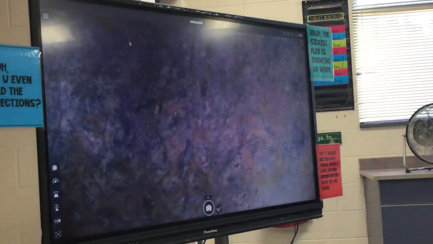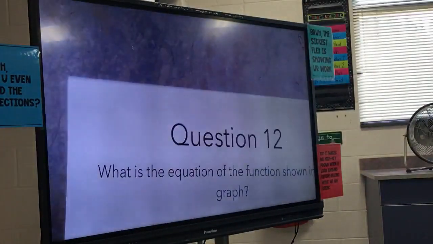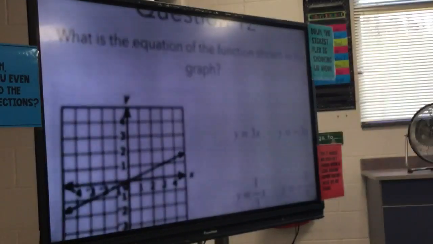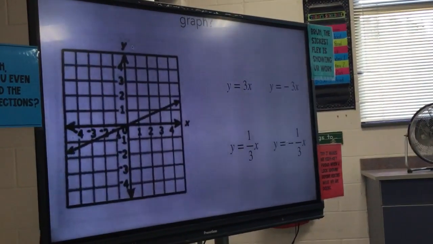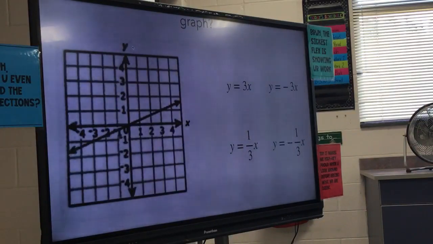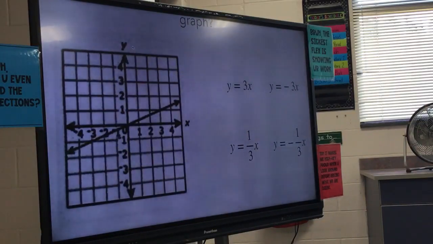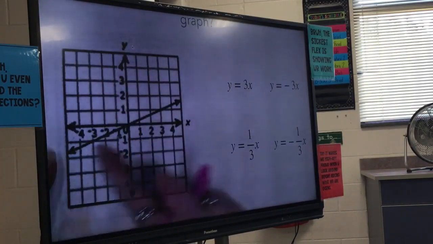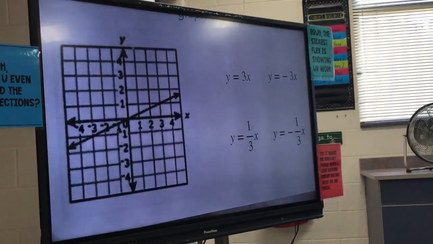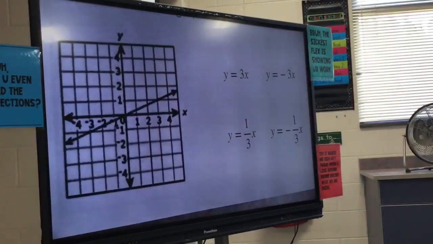All right, number 12. So you have to figure out which equation goes with this graph. Again, there's multiple different ways that you can go about solving this problem. The very first thing that I would do is I would identify the type of graph. Is it positive? Is it negative? Is it 0? Or is it undefined? So looking at the graph or looking at the line without finding anything else, is it a positive line, negative line, 0, or undefined? Ben?